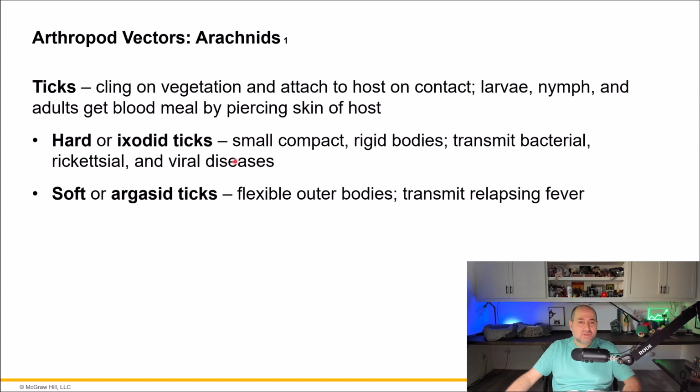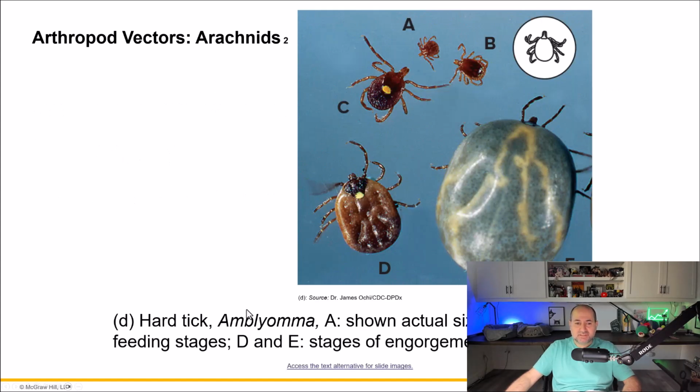The hard ticks are small, compact, with rigid bodies. They transmit bacterial, rickettsial, and viral diseases. The soft ticks got their name because of their flexible outer bodies, and they can transmit relapsing fever. And here you can see a hard tick. In this case, it's Amblyomma. Here you can see A, B, and C are the feeding stages, and D and E are the stages of engorgement, right? So these are the ticks themselves.